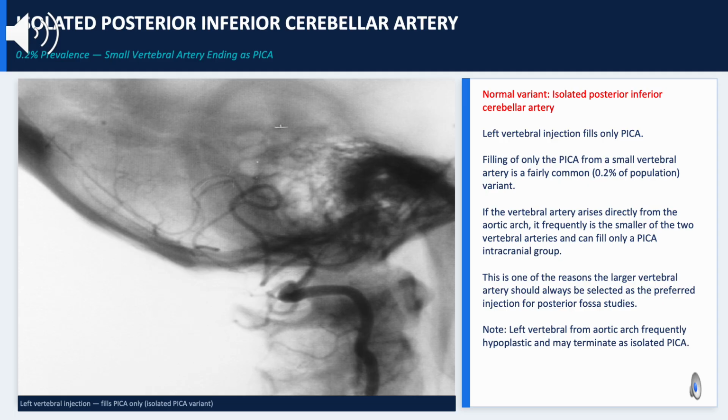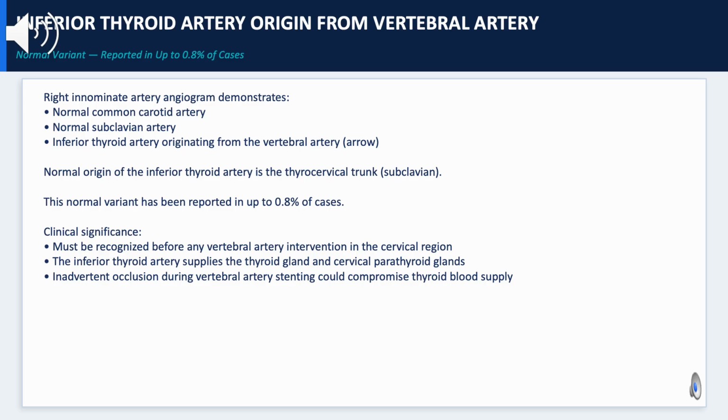The 0.2% prevalence means that in a practice performing 500 vertebral injections per year, the interventionalist will encounter this variant once per year. The association with aortic arch vertebral origin is important. The left vertebral arising directly from the arch is the most common non-standard vertebral origin and is consistently smaller than the subclavian origin vertebral.